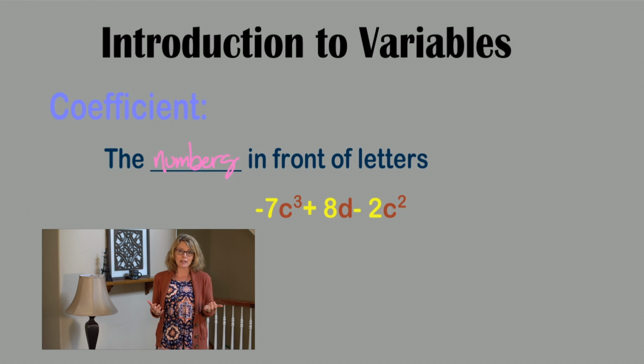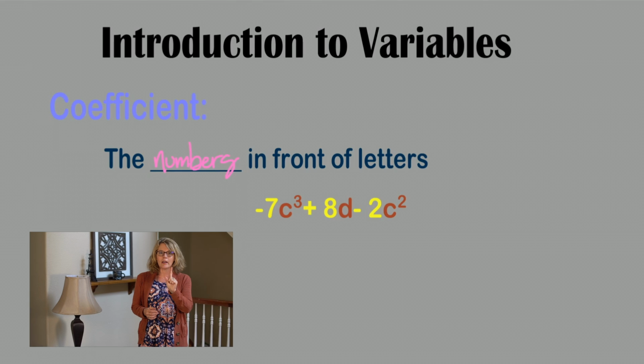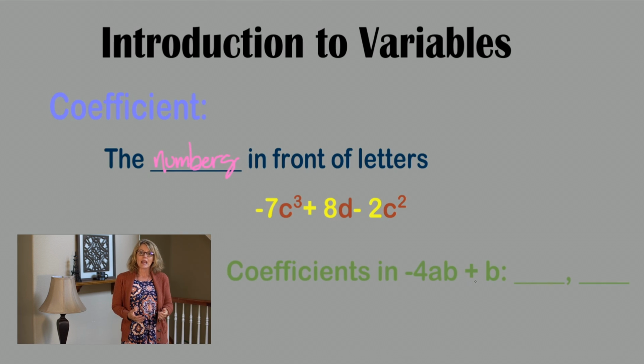Also, if there is not a number in front of a variable, the invisible coefficient is 1. For example, in -4ab plus b, the coefficient in front of the ab is -4, and the coefficient in front of the b is 1. But we don't write 1b. It just doesn't look right. Also, you should always put the coefficient in front of your letters. You should write 11y, not y11. It's just the math tradition.